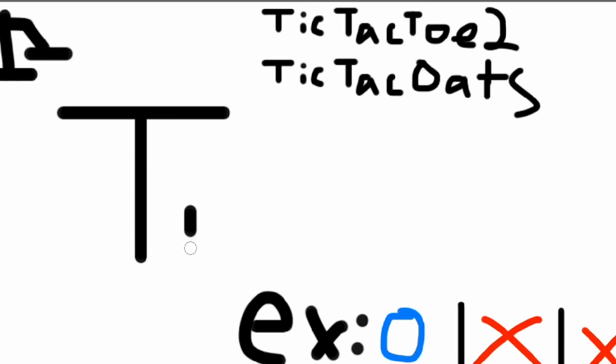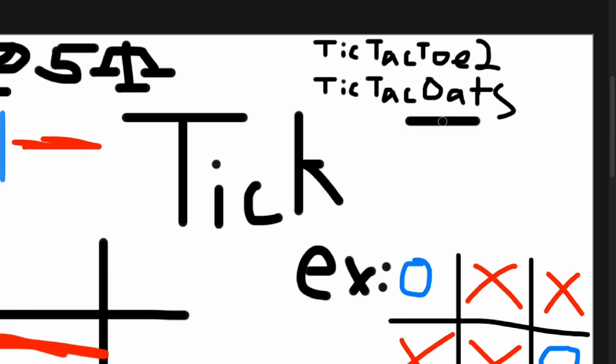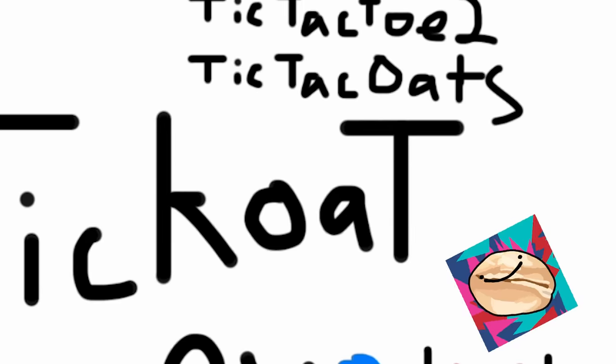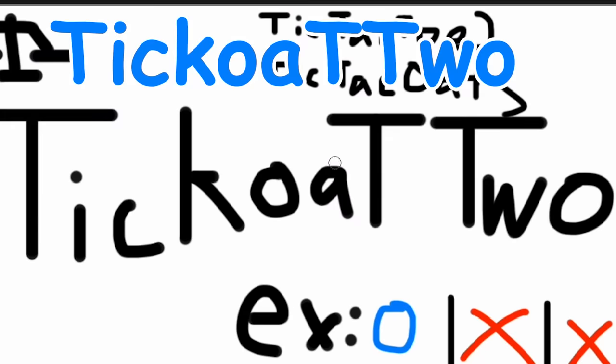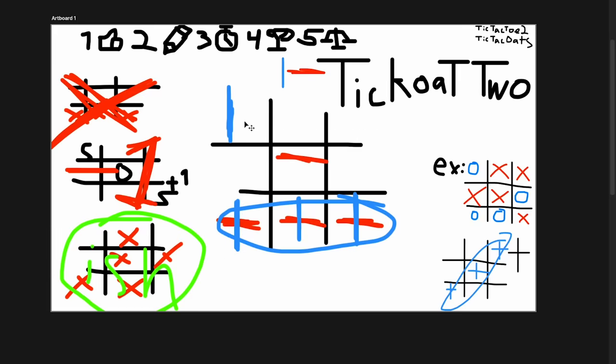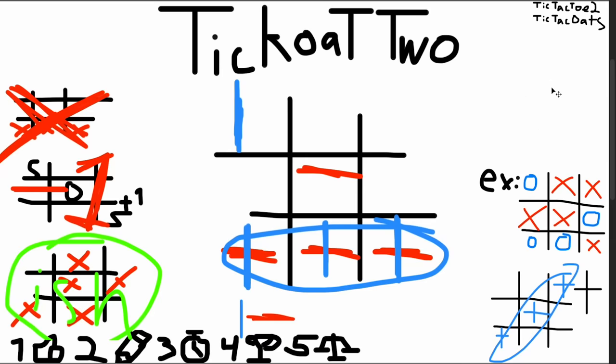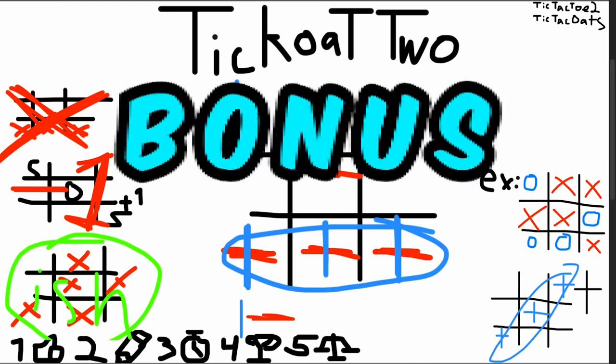First T will also be tick, now with a K. The second T will be oat, after Oats Jenkins, who made the game. And the last T will be two, because it's the sequel to Tic-Tac-Toe. Tic-O-2. Let's rearrange here. Cool, now that everything is set up perfectly, let's add some bonus features.